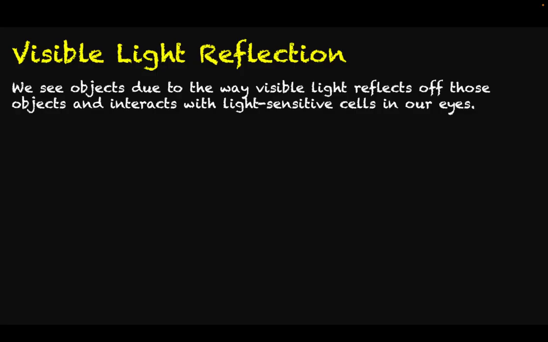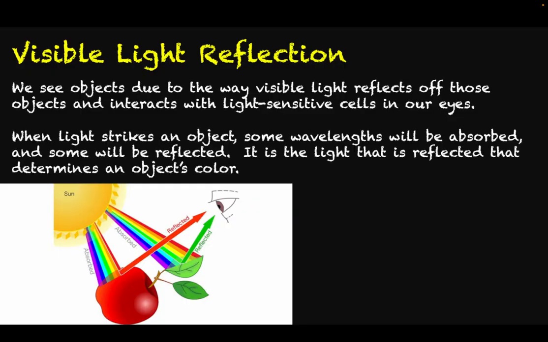So let's talk about how visible light works in terms of what we see and what colors we are seeing. So the reason we can actually see objects that are around us is due to the way that visible light reflects off of those objects and how that reflected light interacts with the light-sensitive cells in the back of our eyes. So if you look at this picture here, we are looking at an apple, which of course is red, and then the leaves on the stem of the apple, which are green.